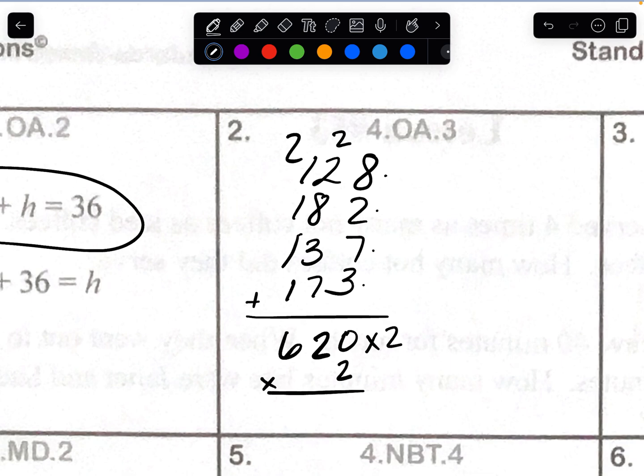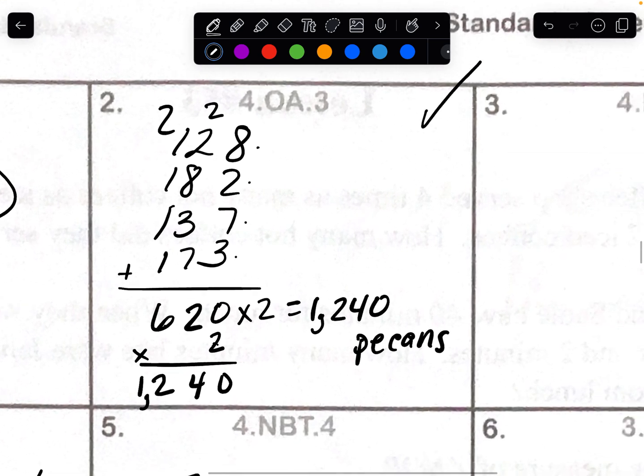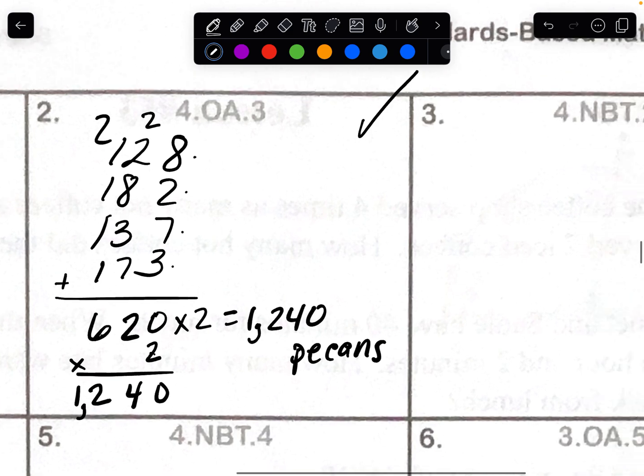I'm going to move mine down here. 2 times 0 is 0. 2 times 2 is 4. 2 times 600 is 1,200. So this is 1,240 pecans. You could add this twice. You could do these differently, but your final answer is 1,240.